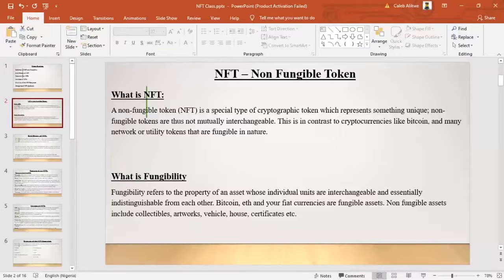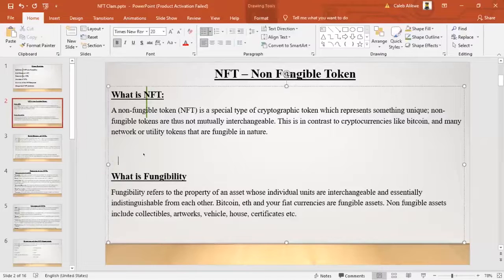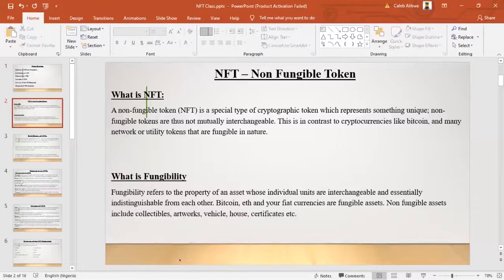An NFT is a non-fungible token. A non-fungible token is a special type of cryptographic token which represents something unique. Non-fungible tokens are thus not mutually interchangeable. This is in contrast to cryptocurrencies like Bitcoin and many network or utility tokens that are fungible in nature. What is fungibility? Fungibility refers to the property of an asset whose individual units are interchangeable and essentially indistinguishable from each other.